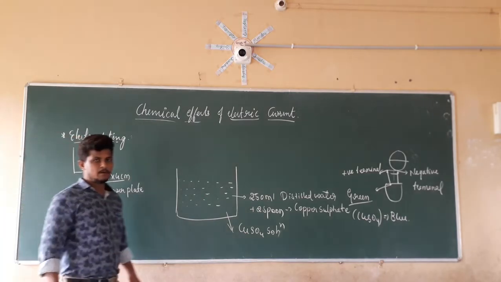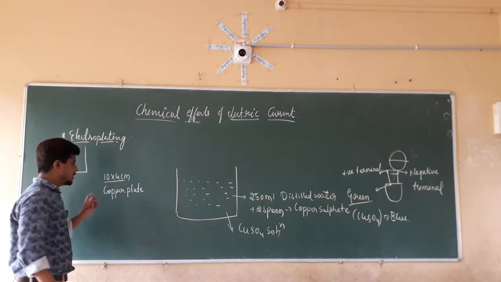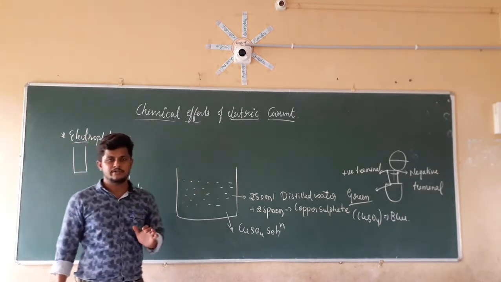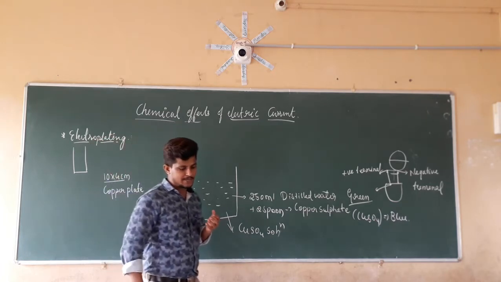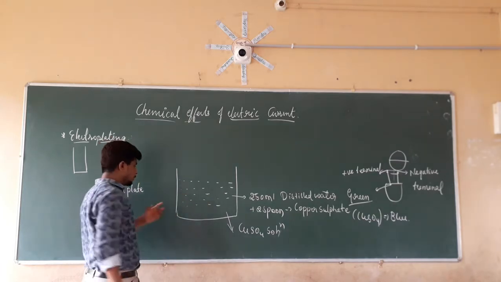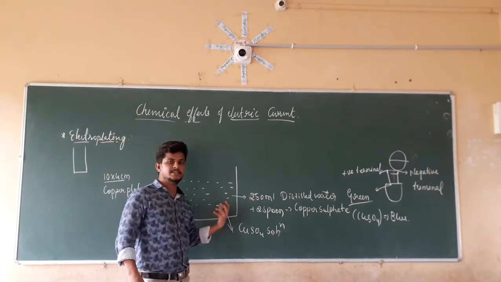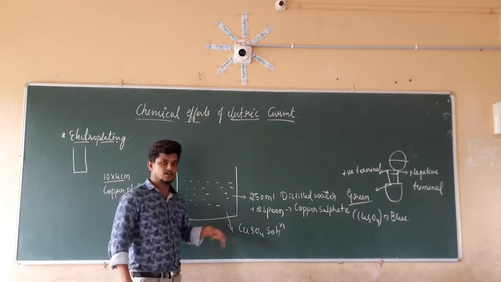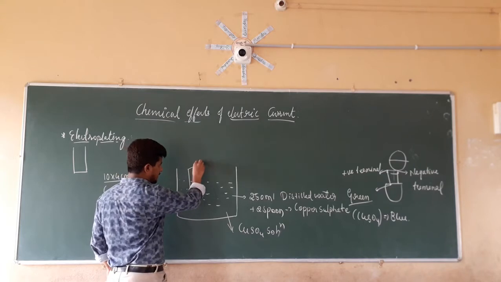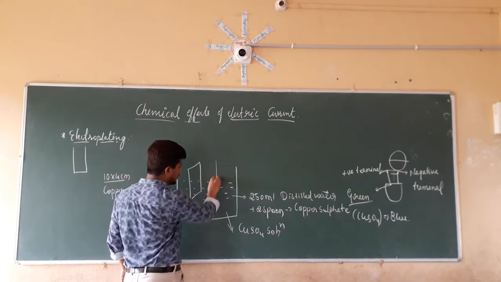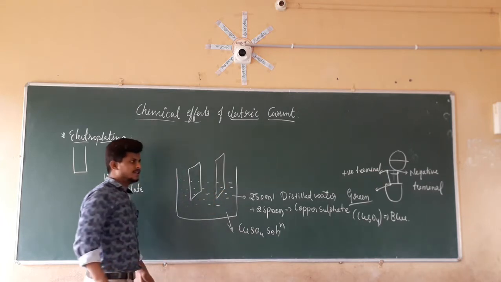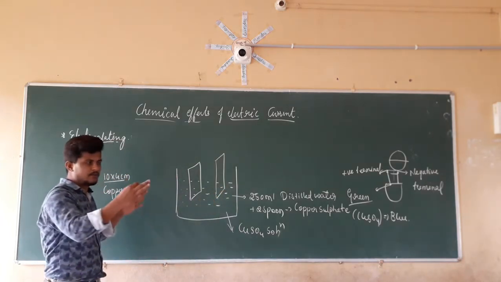On that copper plate, we are going to attach the terminals of the battery. On one copper plate we are going to attach the positive terminal, on another copper plate we are going to attach the negative terminal. Then both the copper plates are going to be suspended in this copper sulfate solution. So we have 2 copper plates, one like this, another like this, and both the plates shouldn't touch each other. They should be apart from each other.